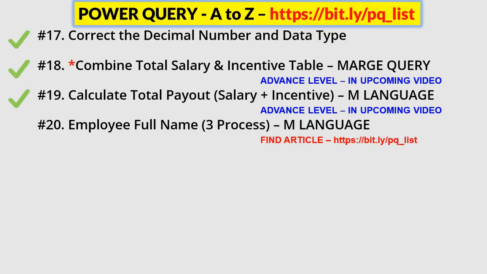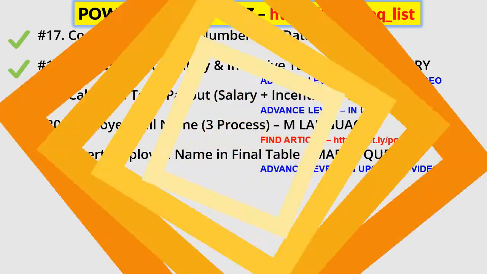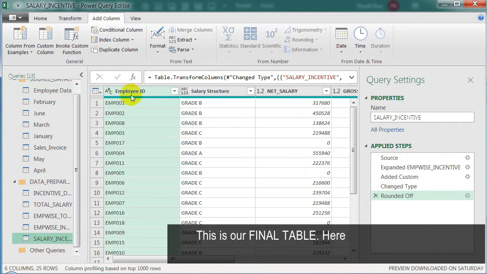Step 21, insert the employee name in the final table, merge query. This is our final table. Here is the employee ID, employee name not here. I need to put the employee name in this table.